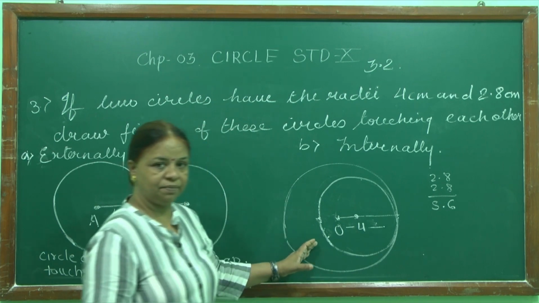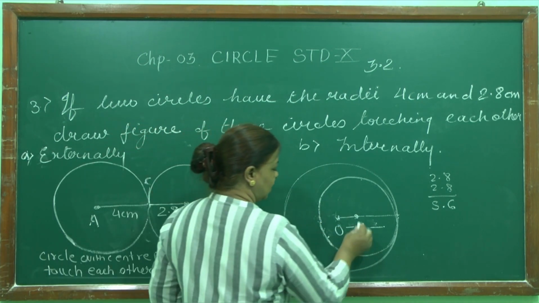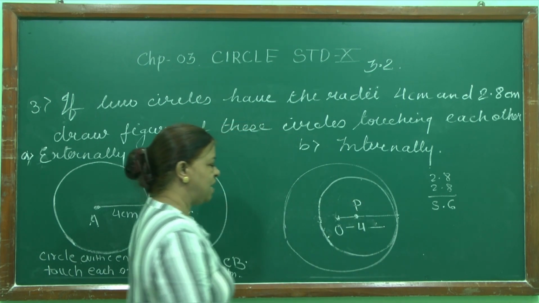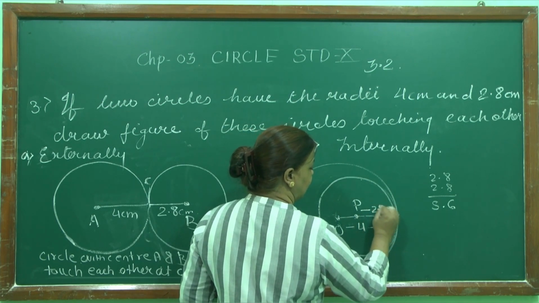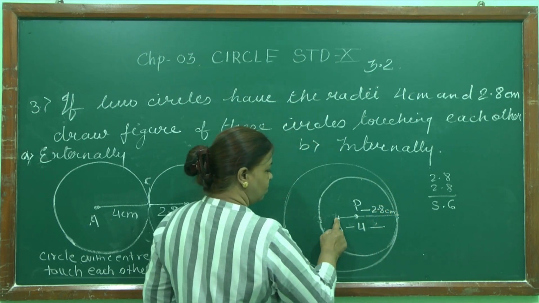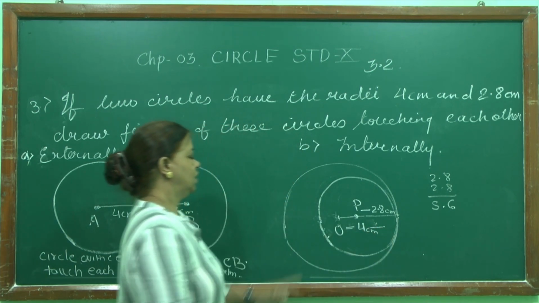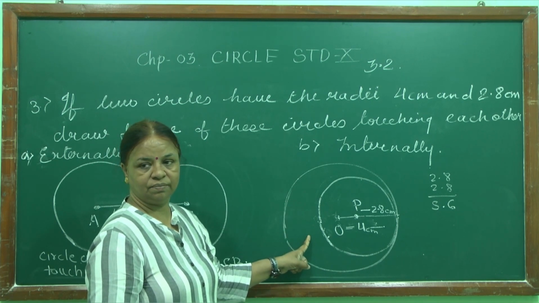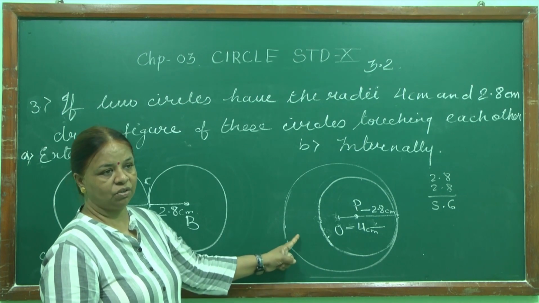Children, are you getting me? So the smaller circle's center, let me take it as P. From here to here it is 2.8 centimeter. From here to here it is 4 centimeter. And this is the diagram where the circles are touching internally. You can pause the video, children, and draw the diagram.